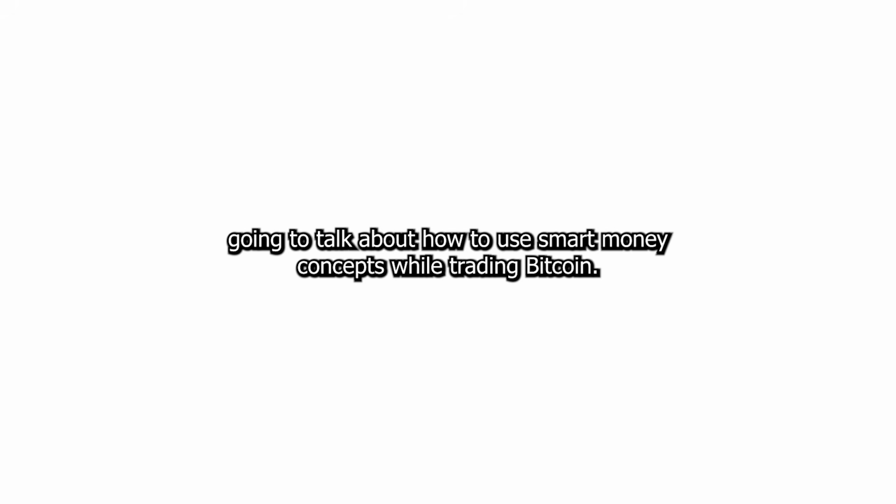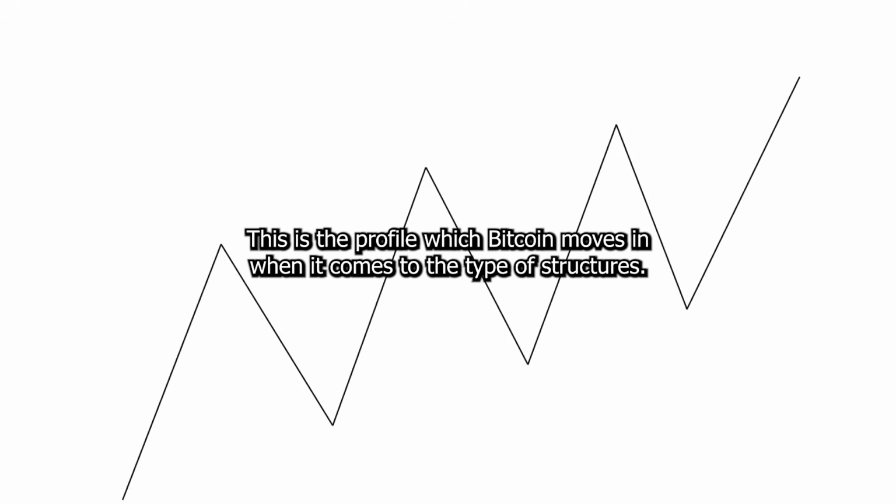So in this lesson, we're going to talk about how to use smart money concepts while trading Bitcoin. First thing you must know is Bitcoin moves in a supply and demand structure. Price breaks structure, comes back inside of the range, reaches for a demand point, breaks the range, comes back inside of the range, breaks the range, and so on, so on. This is the profile which Bitcoin moves in.